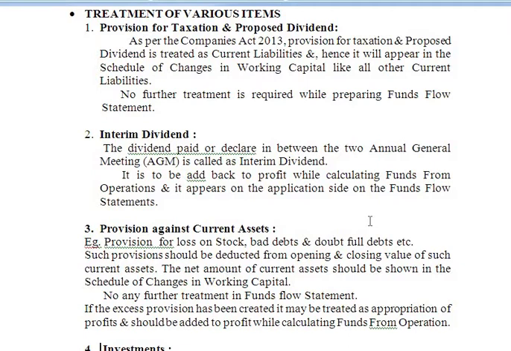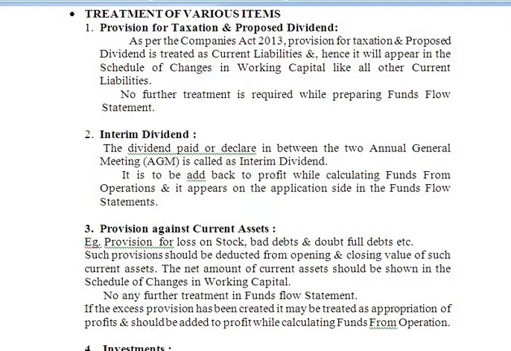Okay, interim dividend, where will it come? While calculating funds from operations, we have to add back this interim dividend to the net profit. And the second impact of this transaction will be in the funds flow statement on the application side.